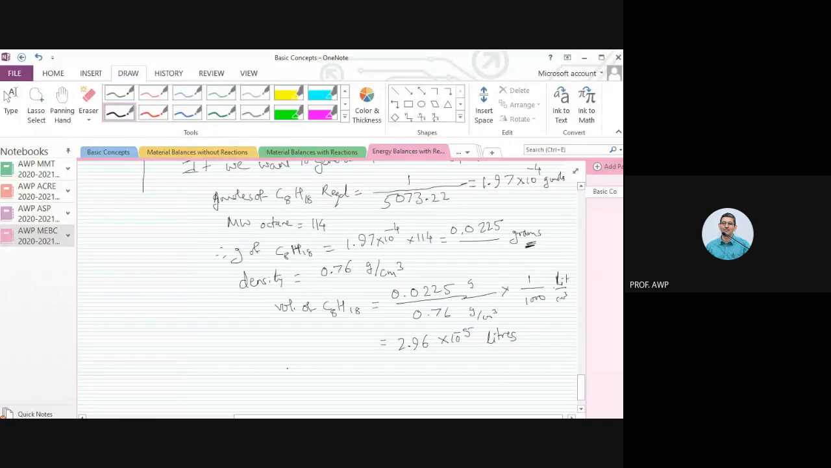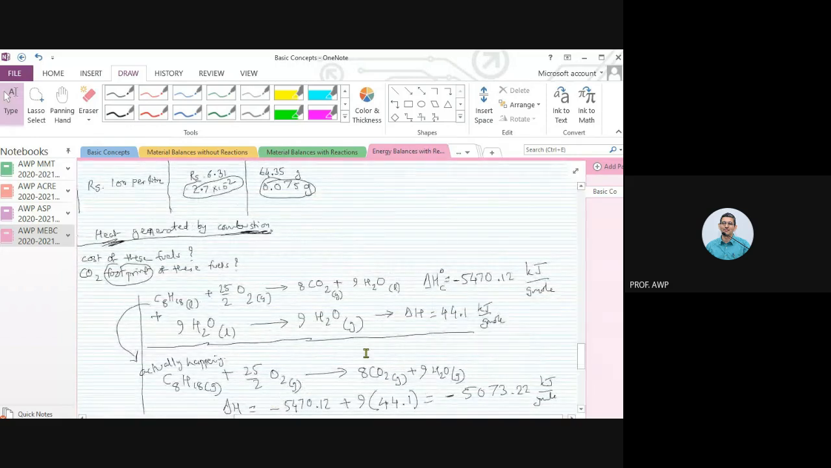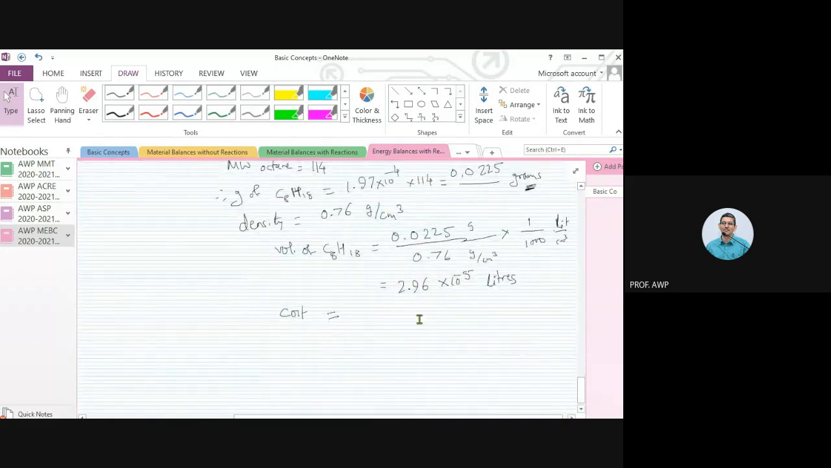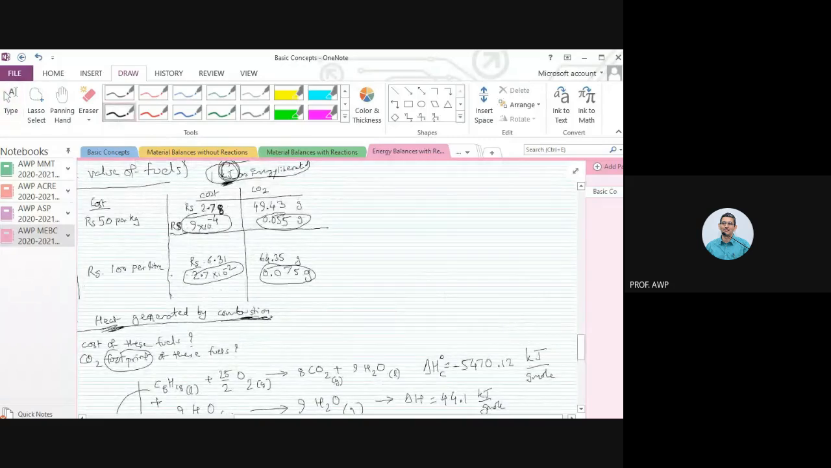So cost: 2.96 into 10 raised to minus 5 liters. How much did I take for cost? 100 per liter. So into 100, 2.96 into 10 raised to minus 3 rupees. Right. This is right. Praveen, have you found out your mistake? Yes, sir, I found out my mistake.